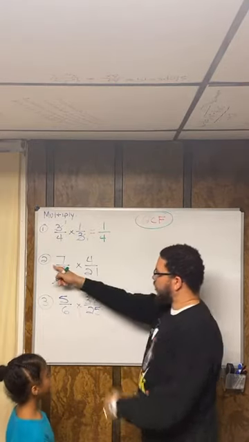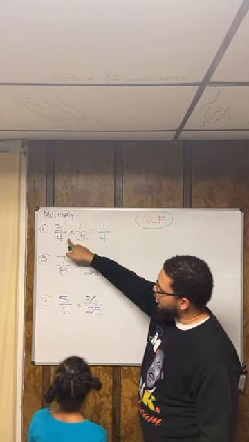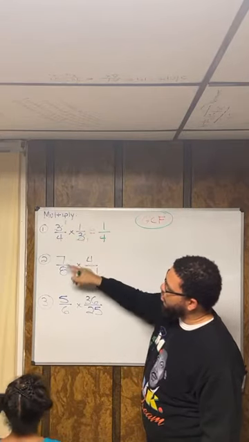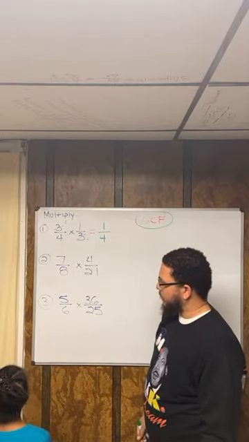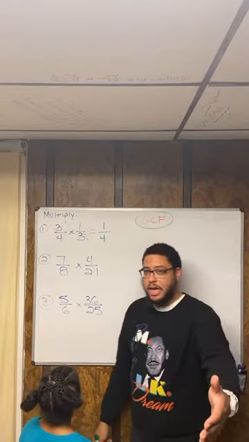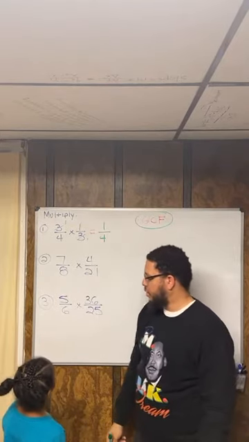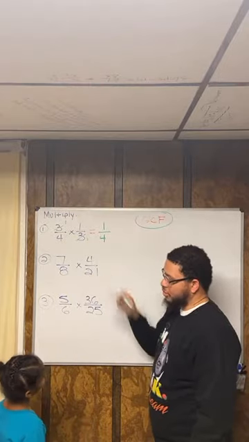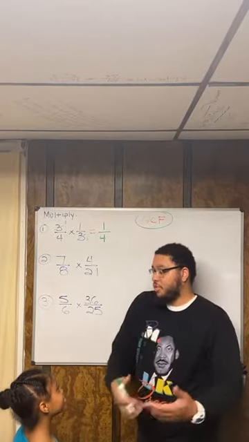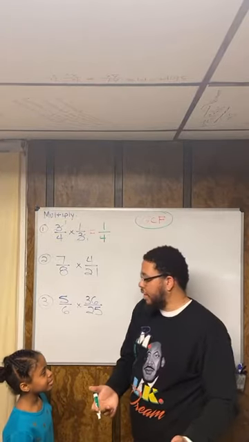All right, now let's look down at number 2. So Assata, this was read 3/4, and that's 1/3. So how do I read this fraction? 7/8. Exactly. So we're saying 7/8 times... How do I read this fraction? Okay, 4/21. It sounds weird, right? It does sound weird, but that's how you say it.